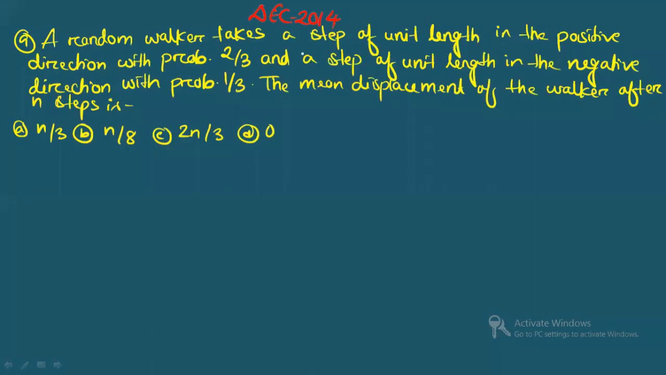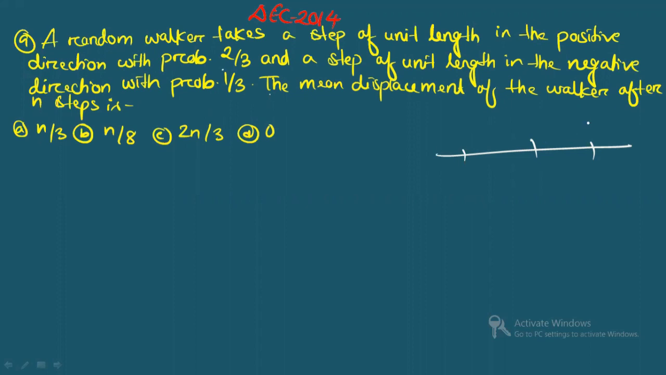Question number 9: a random walker takes a step of unit length in the positive direction with probability 2/3 and a step of unit length in the negative direction with probability 1/3. The mean displacement of the walker after n steps is what? So the question is related to asymmetric random walk, right? So here the probability is 2/3, and it is taking a unit step to the left and right.